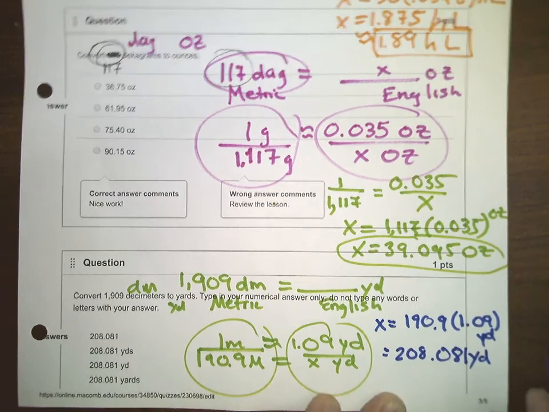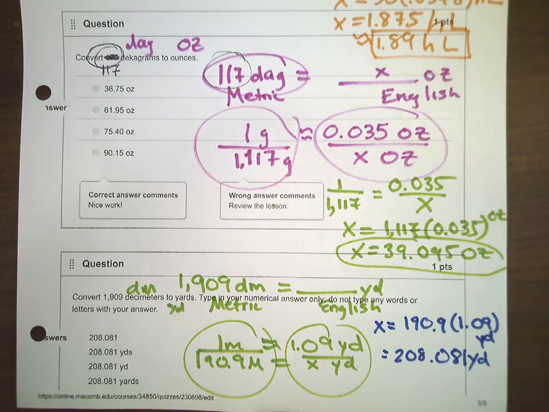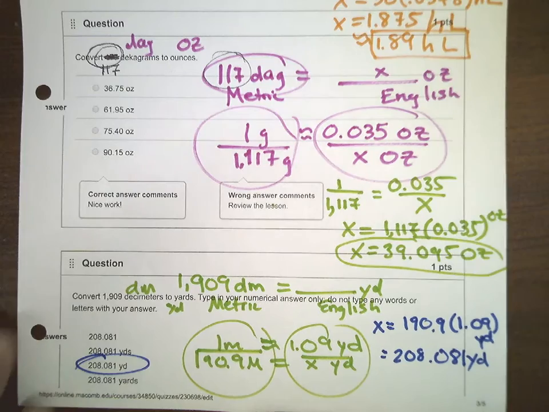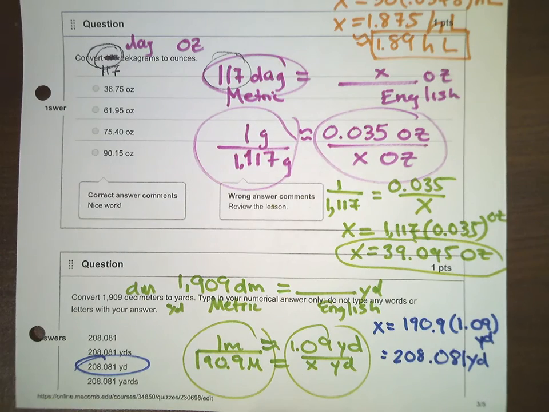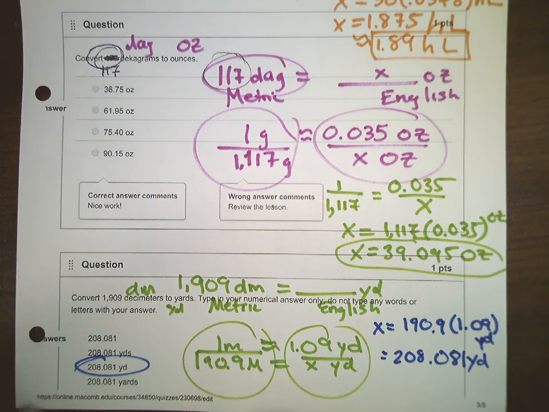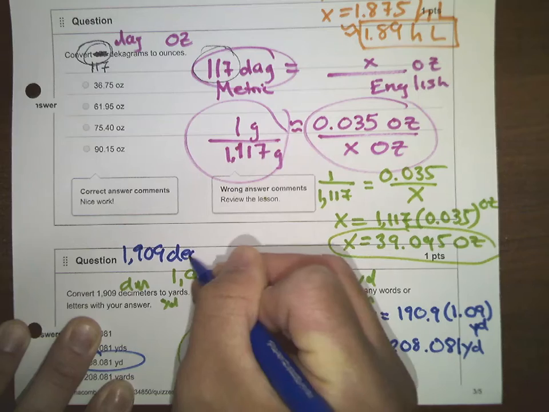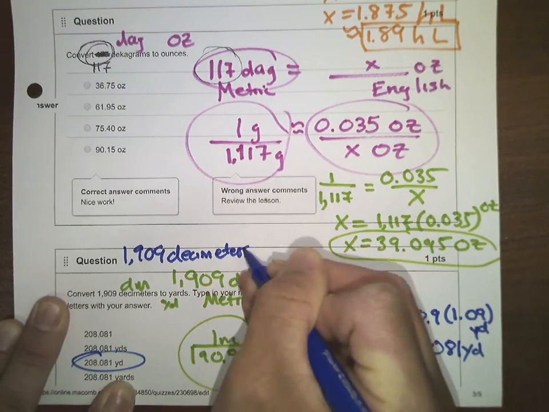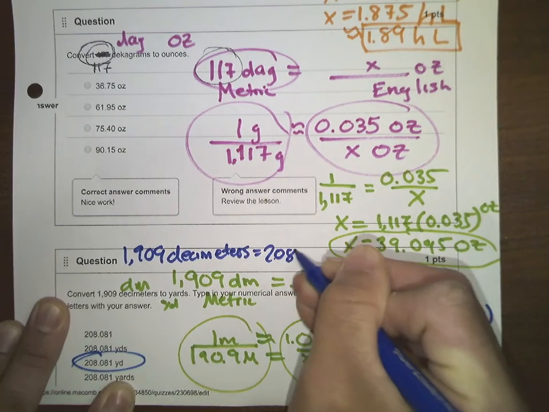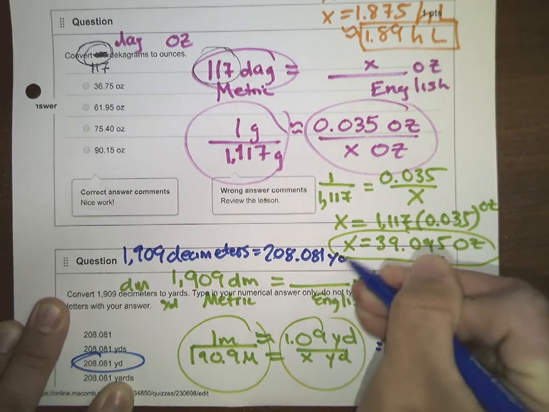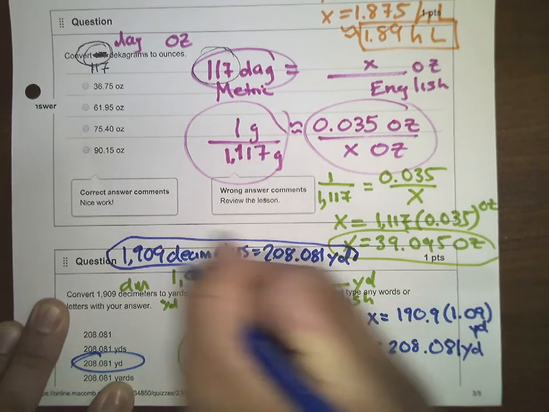All right, so there we go. So where is that answer on here? There it is. 208.081 yards. So what did I say again? I said that 1,909 decimeters was equal to 208.081 yards. So what a time to be alive.